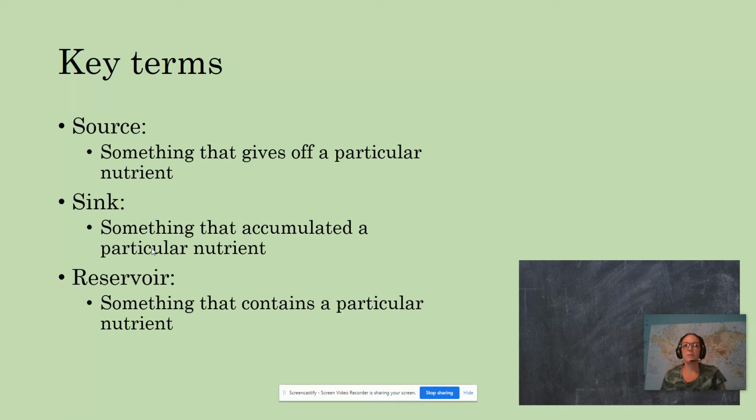Okay. When we talk about a source, we're talking about something that gives off a particular nutrient. Sometimes students struggle a bit with the difference between a sink and a reservoir. A sink is something that accumulates a particular nutrient. In the carbon cycle, we're talking about the atmosphere, ocean, forests, or soils. And a reservoir is something that contains a particular nutrient. The two main reservoirs for carbon are fossil fuels and marine sediment.